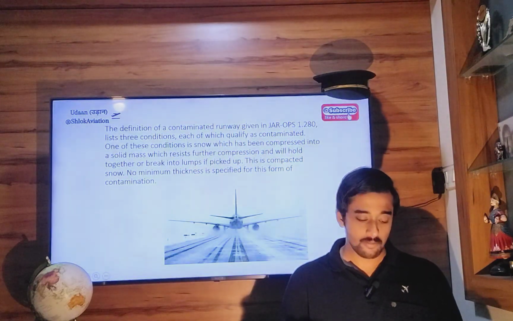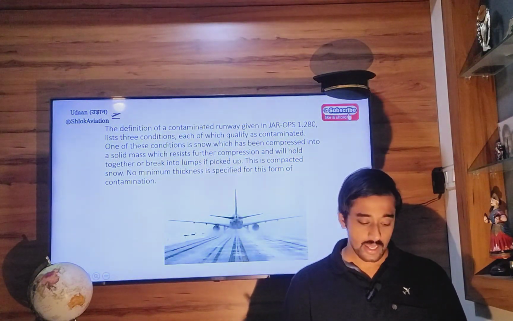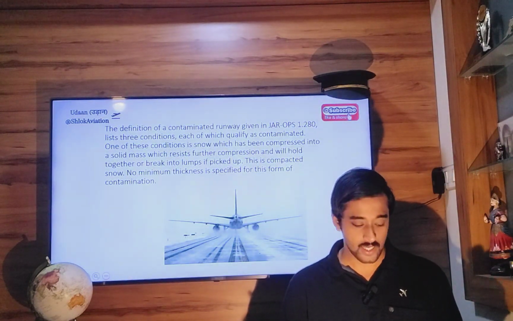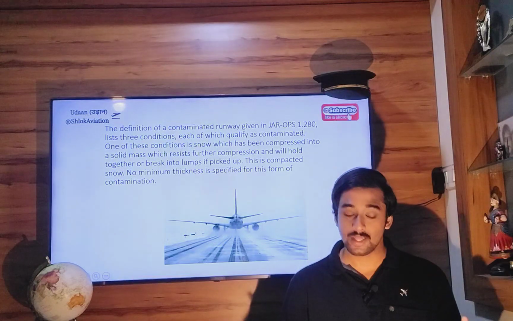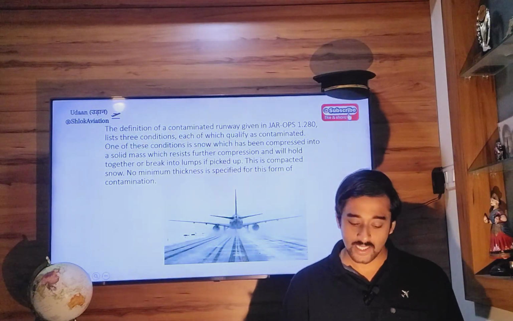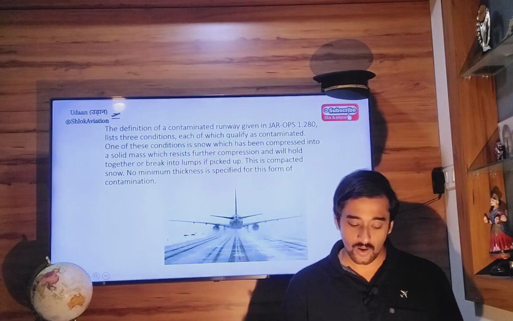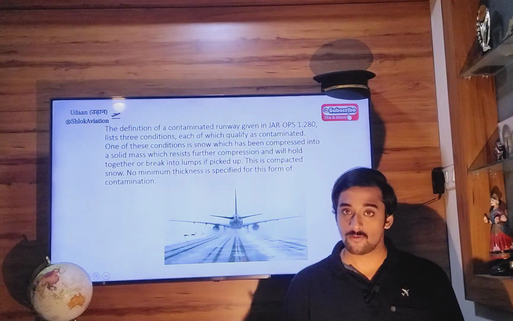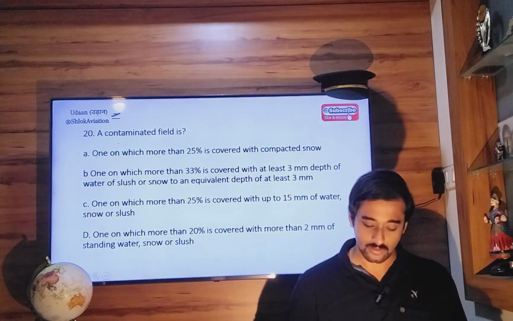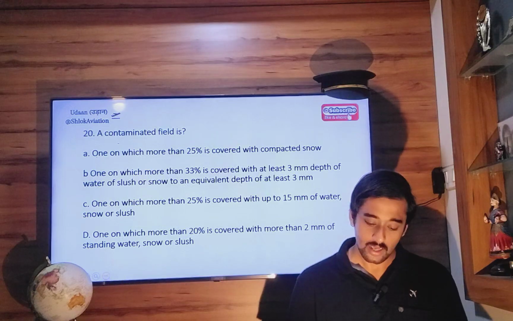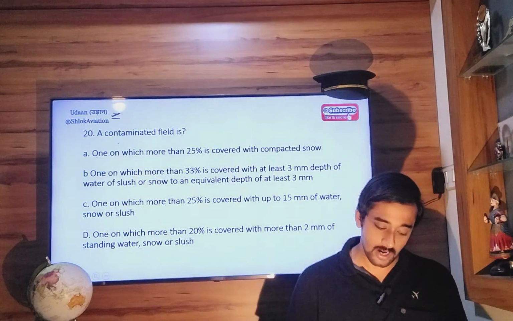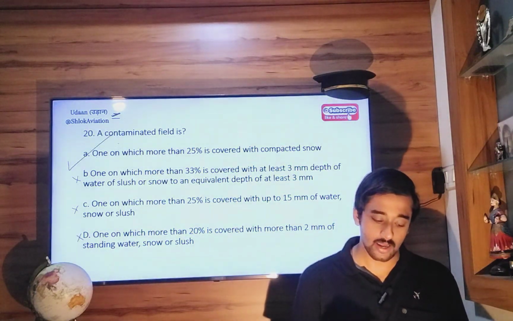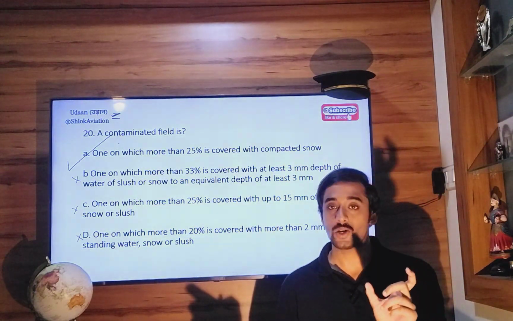So, like I said before, the definition of a contaminated runway lists three conditions, each of which qualify as contaminated. One of these conditions is snow which has been compressed into a solid mass, which resists further compression and will hold together or break into lumps if picked up. This is compact snow. No minimum thickness is specified for this type of contamination. Okay, so the correct answer will be that there is no minimum thickness specified for snow. So Bravo, Charlie, Delta automatically eliminated, option A. Only the surface must be covered with 25% of compact snow.